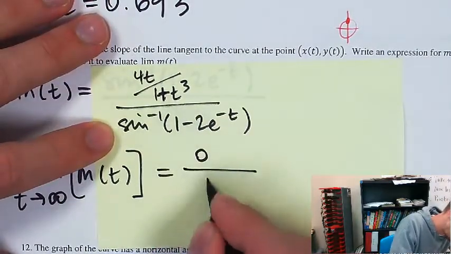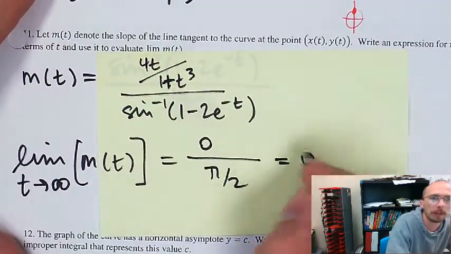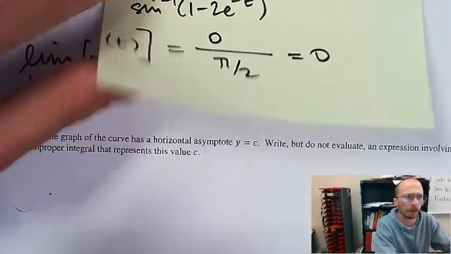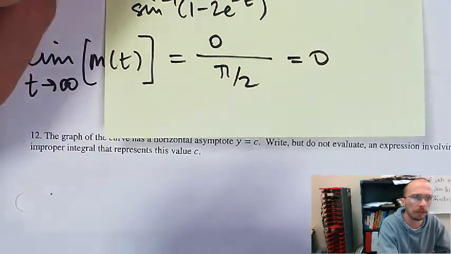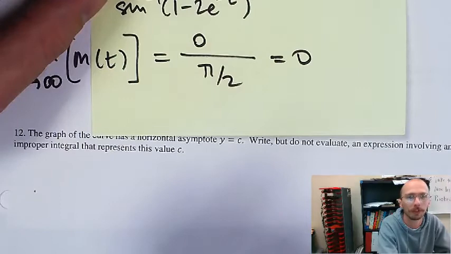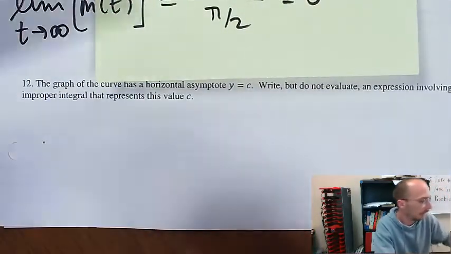And the bottom is going to pi over 2 for reasons I was just talking about earlier, and so I'm going to say that this is 0. But you could stop there. Now, the graph of the curve has a horizontal asymptote y equals c, right? But don't evaluate an expression involving an improper integral that represents this value c. Oh, that's a good one. I like that. This is a good problem set.